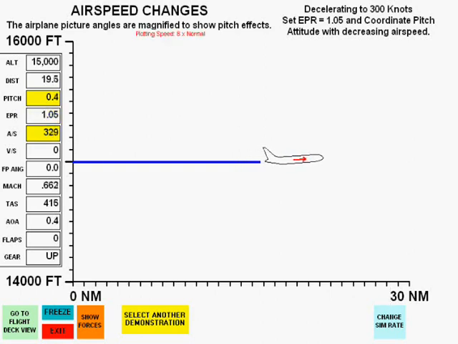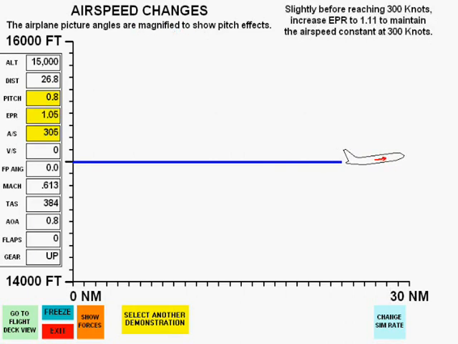And as the airspeed is reduced, we must gradually increase the pitch attitude in order to maintain the altitude constant. Slightly before reaching 300 knots, we will have to set the final EPR setting of 1.11 in order to maintain the airspeed constant at 300 knots.